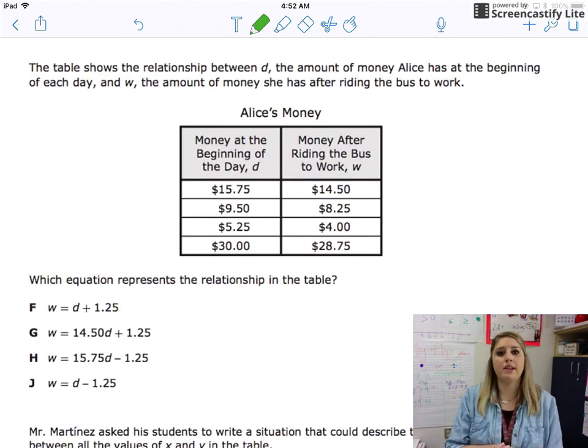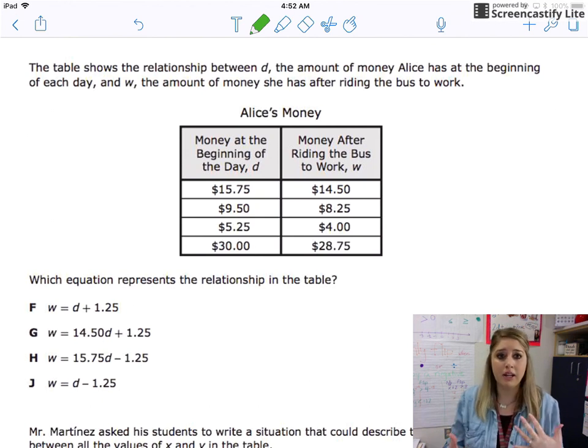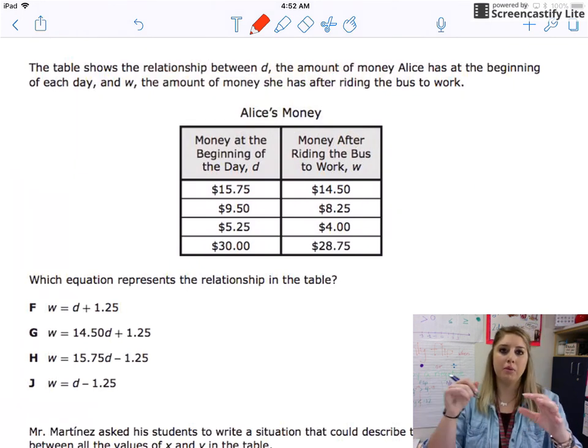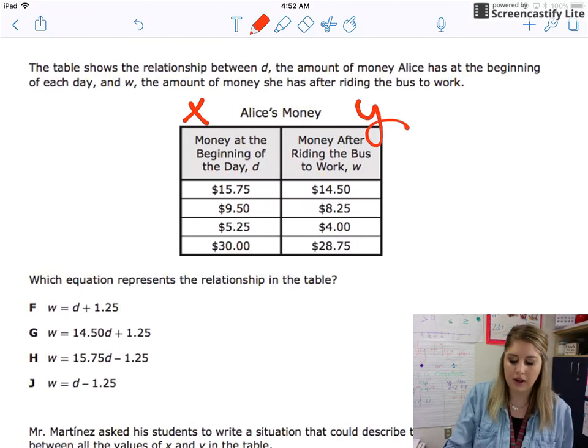Okay, on the back side, I put a bunch of different types of star questions. So in the first one, it's talking about Alice, and she's making some money, and it's in a vertical up and down table. So please don't forget that when it's in a vertical up and down table, it still works the same way as when we were in the horizontal table, that x is going to come first and y is going to come second.